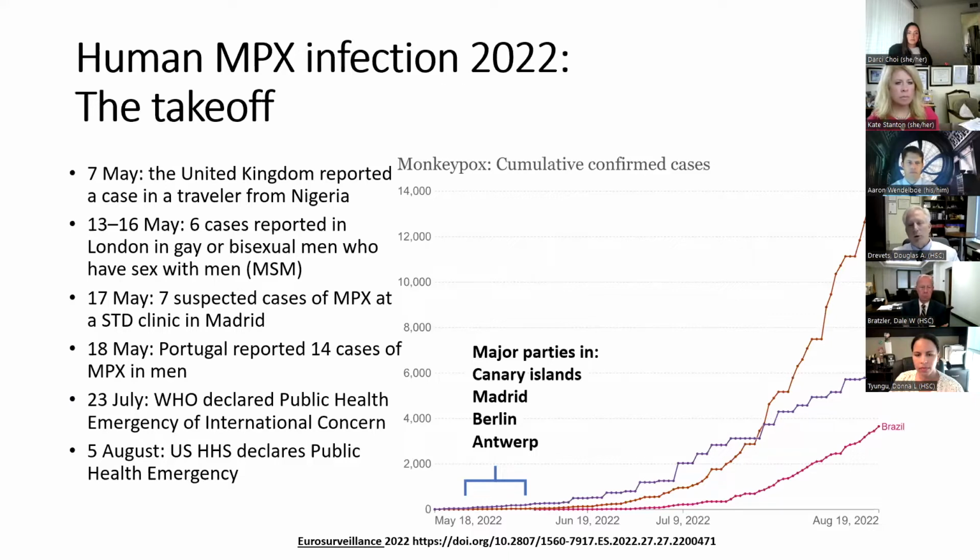And you can see on the graph over to the right that during this time, there were major parties going on, particularly in the Canary Islands, also in Madrid, Berlin, and Antwerp. And many of these early cases were either there or had direct connections to people who were there. And then you can see how the cases have taken off since then. And those are just representative countries on 3 different continents. And then it was in July, the WHO declared a public health emergency of international concern to focus attention on this disease. And then a couple of weeks later, the US HHS, Health and Human Services, declared a health emergency.